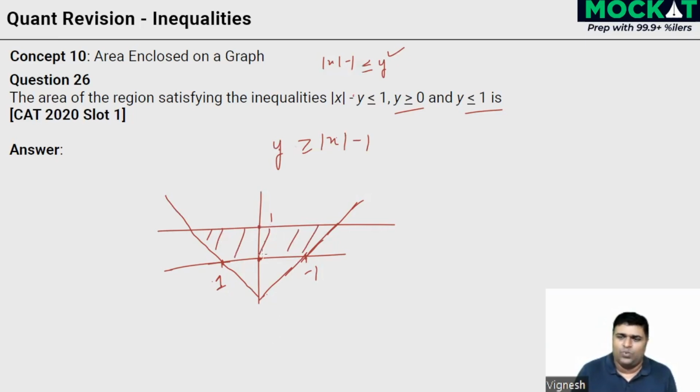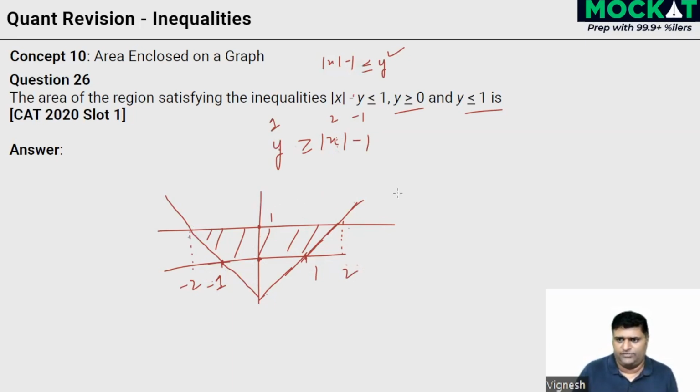So where y is going to be 1, what is this x going to be? If y is going to be 1, this has to be 2 minus 1, so x could be 2. This was 1 and this was minus 1. So x is going to be 2, and here it can be minus 2. That's it.